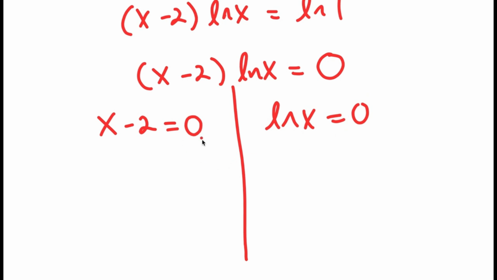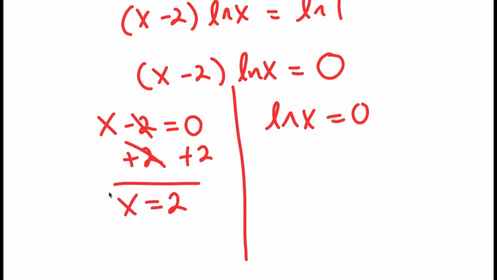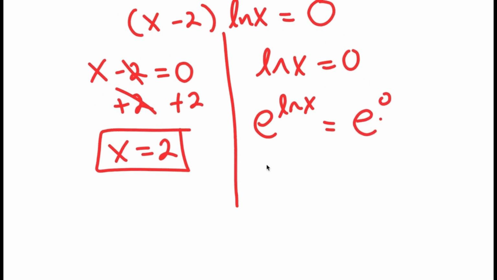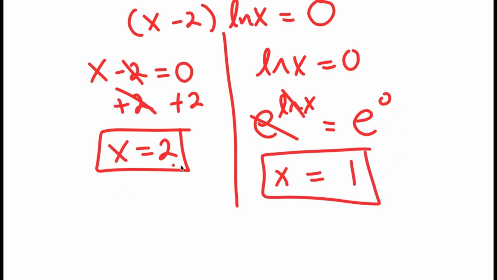So let's solve the first equation because it's the easiest. All I have to do is add 2 on both sides, and I get x is equal to 2. So this is one solution. And for ln x equals 0, to solve this, I'm going to take e to the power of both sides. So I get e to the power of ln x is equal to e to the power of 0. E and ln cancel out, so I get x is equal to e to the power of 0, which is 1. So my two solutions to this equation are x equals 2 and x equals 1.